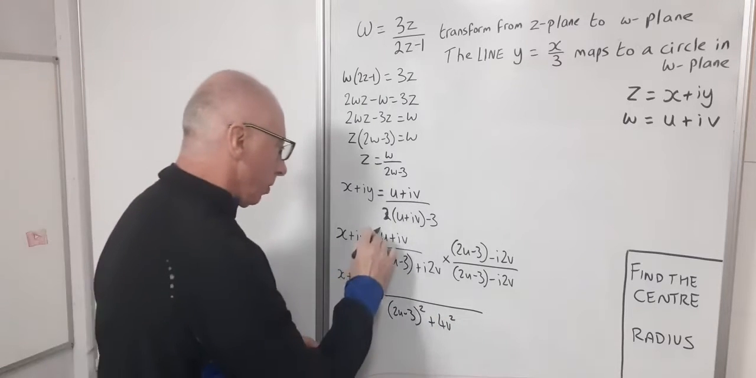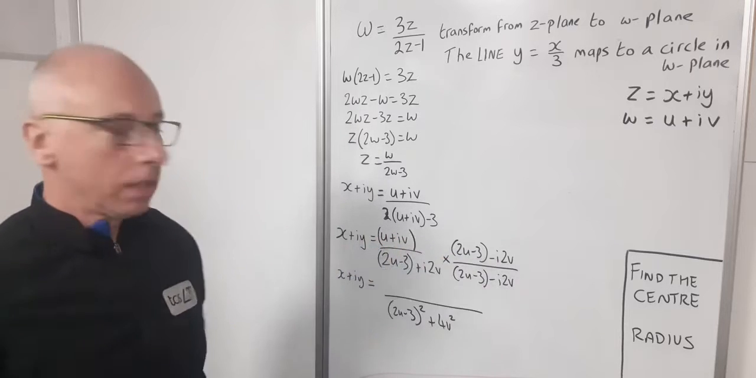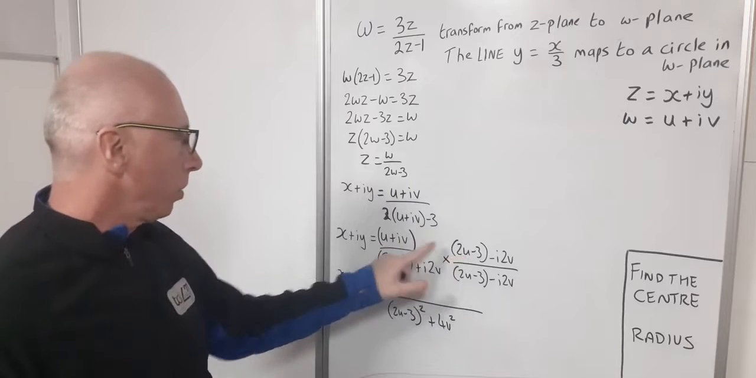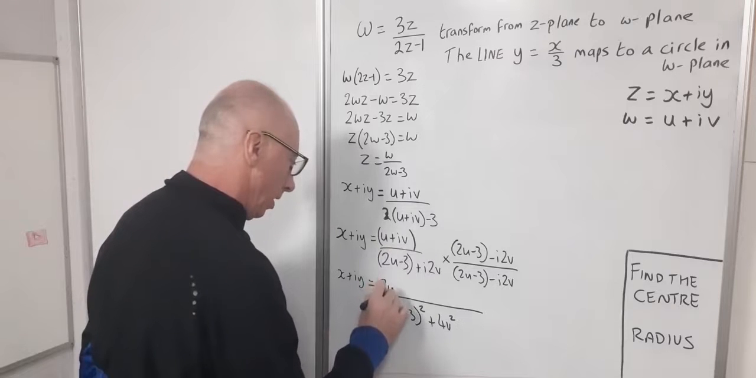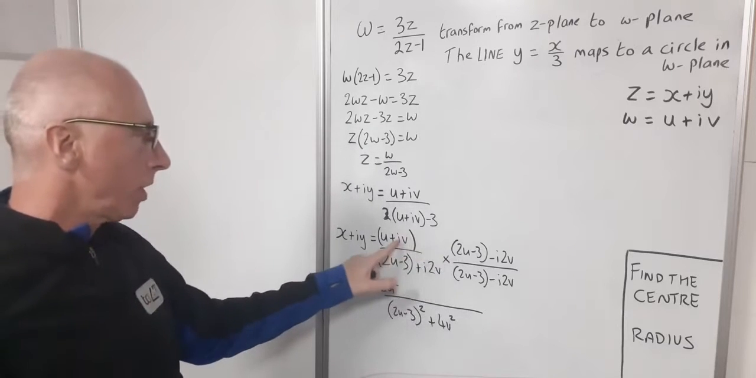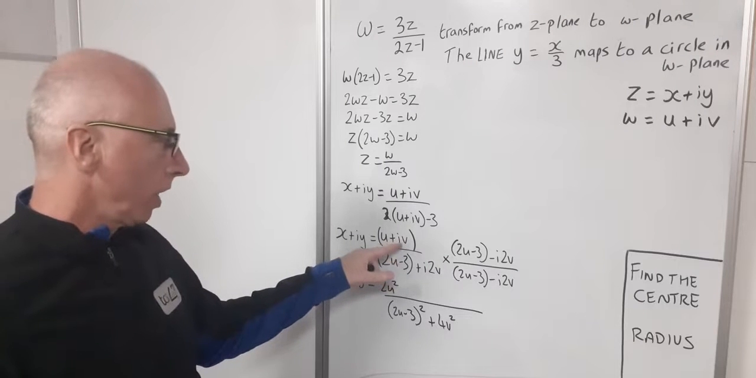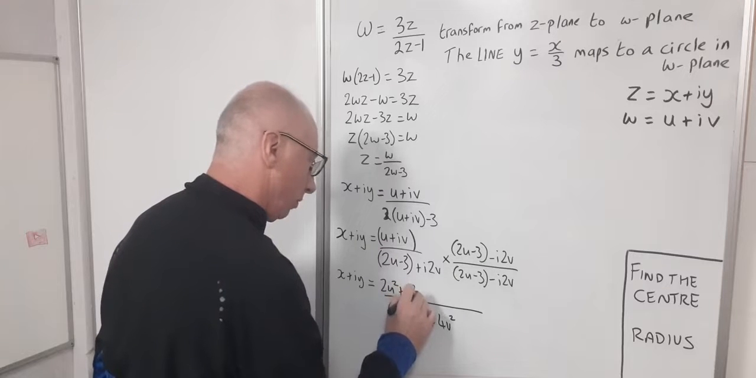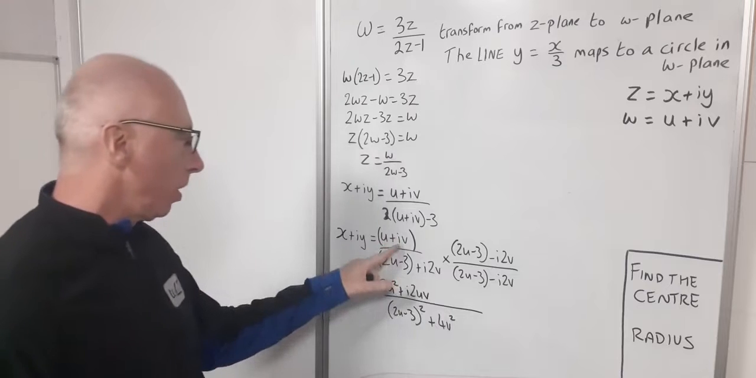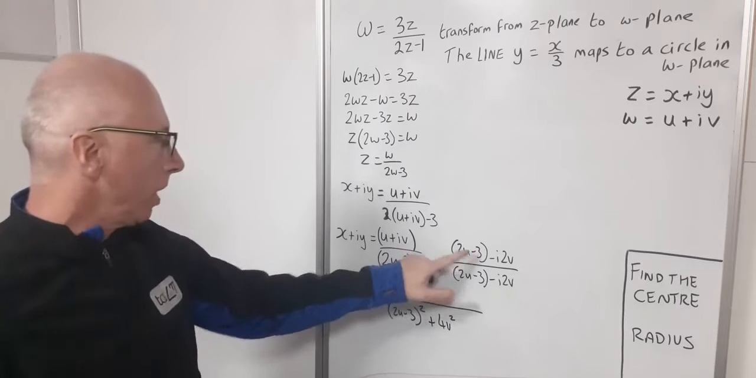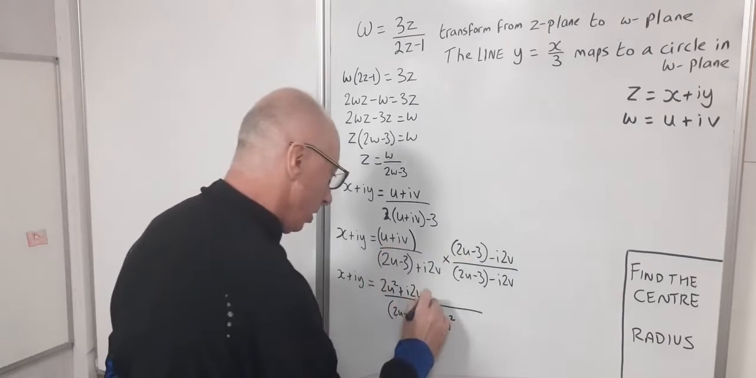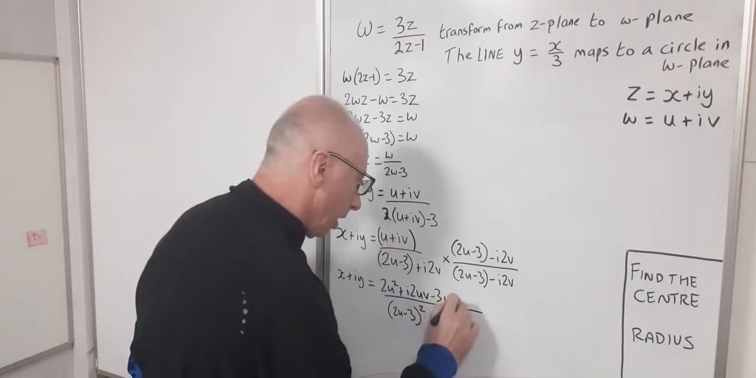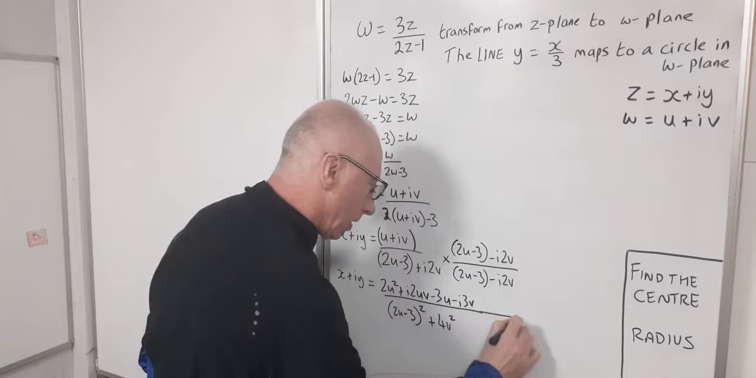And now I've got to distribute each of these with these. So let's deal with the u plus iv with 2u. So 2u times u will give me 2u squared. And 2u times iv will be plus 2uv i, imaginary. So plus i2uv. So that's that one distributed with the 2u. Now the minus 3. So I'll have minus 3u and minus 3iv. So minus i3v. So that takes care of that.